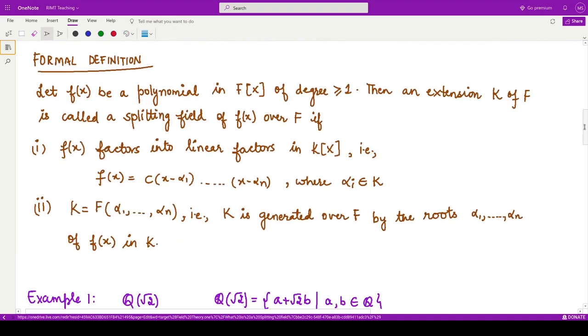The formal definition of splitting field is that if f(x) is the given polynomial having degree greater than or equal to 1, then the extension field K of F is known as the splitting field of f(x) over F, if we can write f(x) as a product of linear factors in that field, linear factors having coefficients in the given field K. So if you have some field here as F and some extension field here as K, you can write the given polynomial.